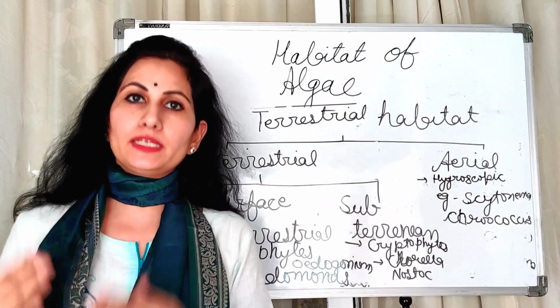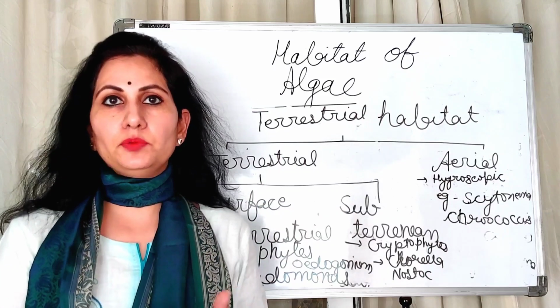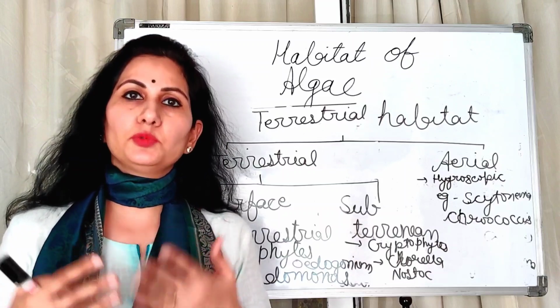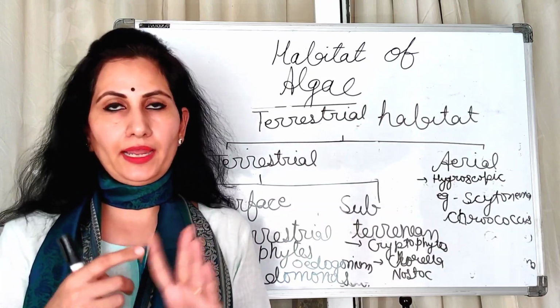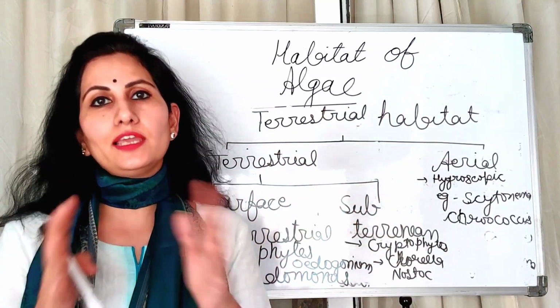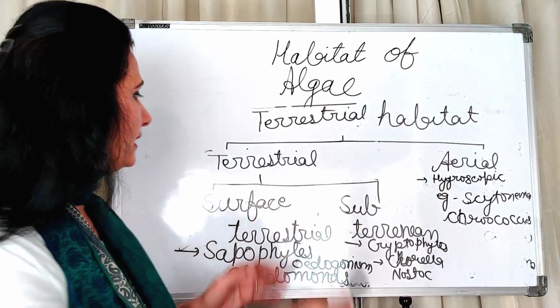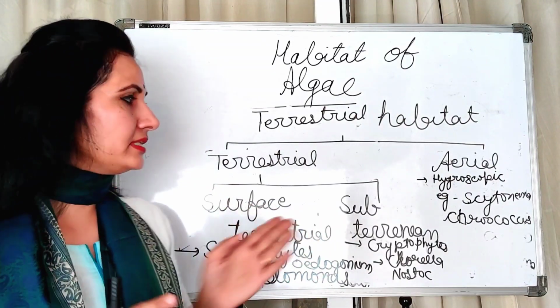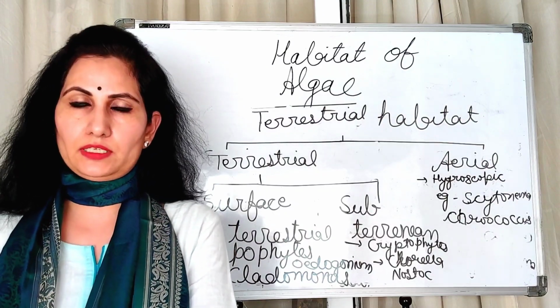The algae which are found in terrestrial habitat. Terrestrial habitat, as I just told you, is the land surface. It is further divided into two categories. In the first category we take the terrestrial only, and in the second category we take the aerial habitat. So terrestrial habitat is further divided into two categories: first is the surface terrestrial and second one is the subterranean habitat.